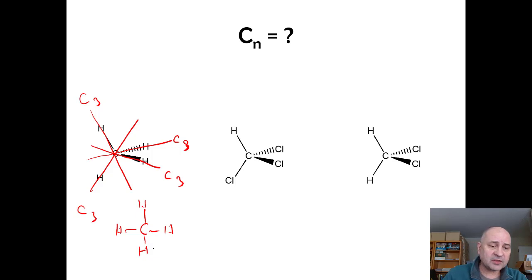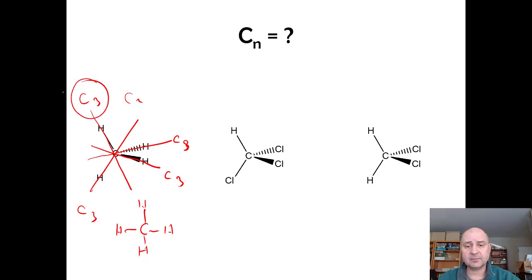Now this may be good, but at some point you really do want to build these. So we have C2s and we have C3s, but we have nothing higher than a C3. That's the highest one. So that would be our principal axes.